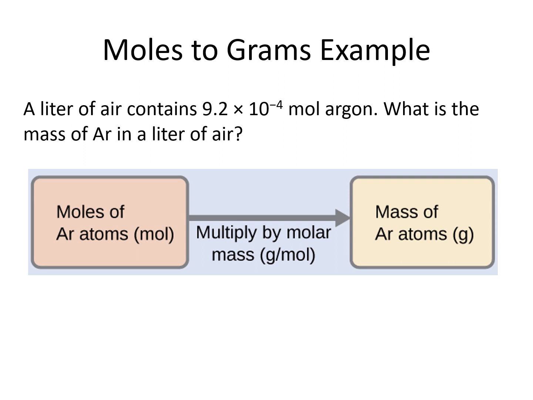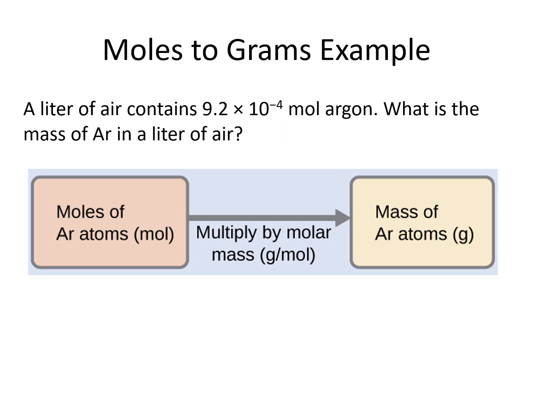We're trying to find the mass of argon that corresponds to 9.2 times 10 to the minus 4 moles of argon. When you hear the word mass, think grams. So we're going from moles of argon to grams of argon.